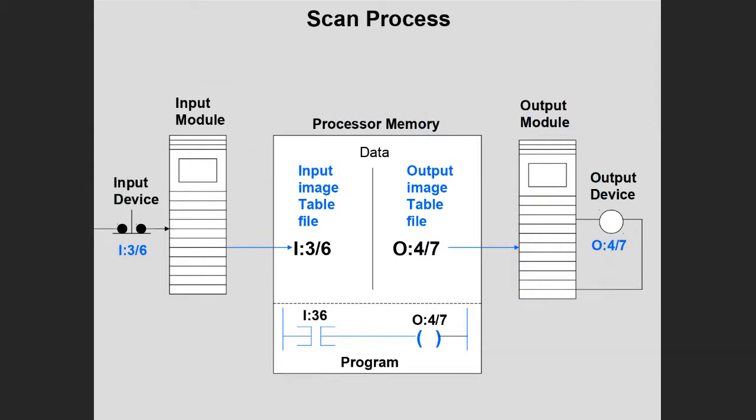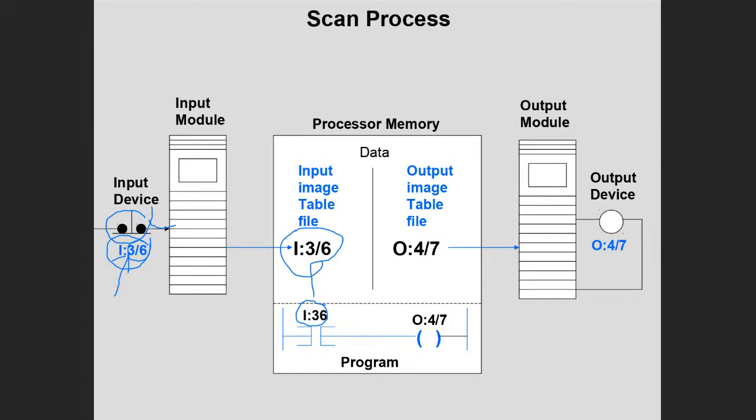So how does this work? Well, you have this push button connected to this screw terminal, and you've given it this address. When you give it this address, you've automatically picked out input module number 3, bit position number 6 in the data table. And since you've given that address, this is going to look at that bit position in the input image table.